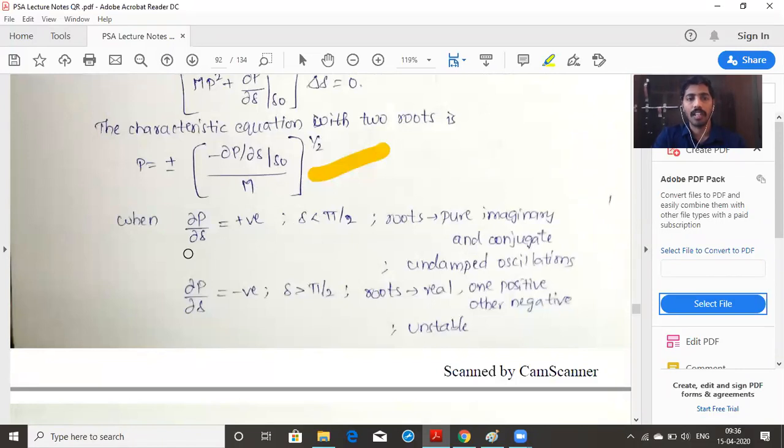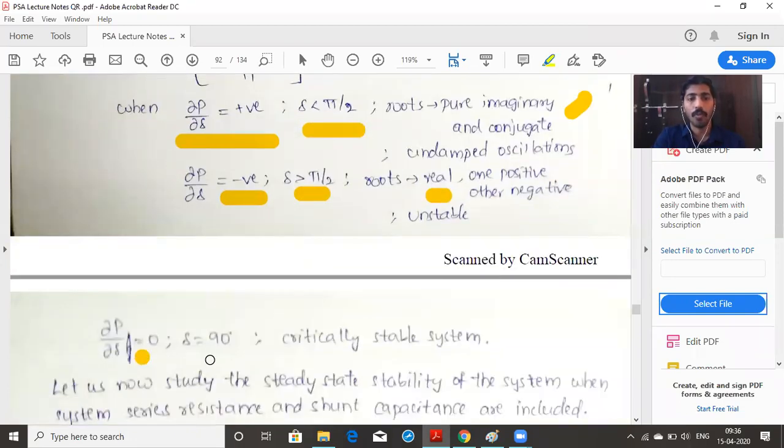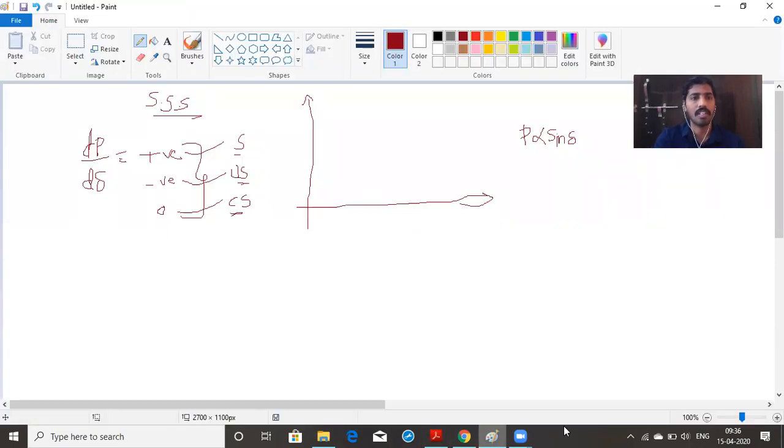So we get dP by d delta as positive when delta is less than 90 degrees and when the roots are purely imaginary and conjugate. dP by d delta is negative when delta is greater than 90 degrees and when the roots are real. And dP by d delta is equal to zero when delta is exactly equal to 90 degrees, and we call this a critically stable system. That is what we have discussed here: the change in the active power with respect to change in delta may be a positive, negative, or zero value.